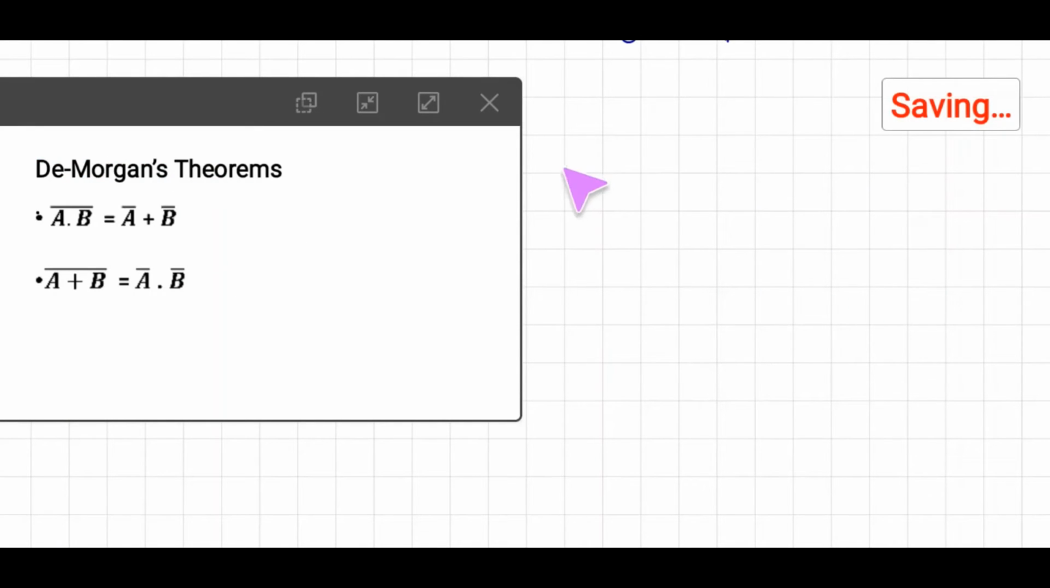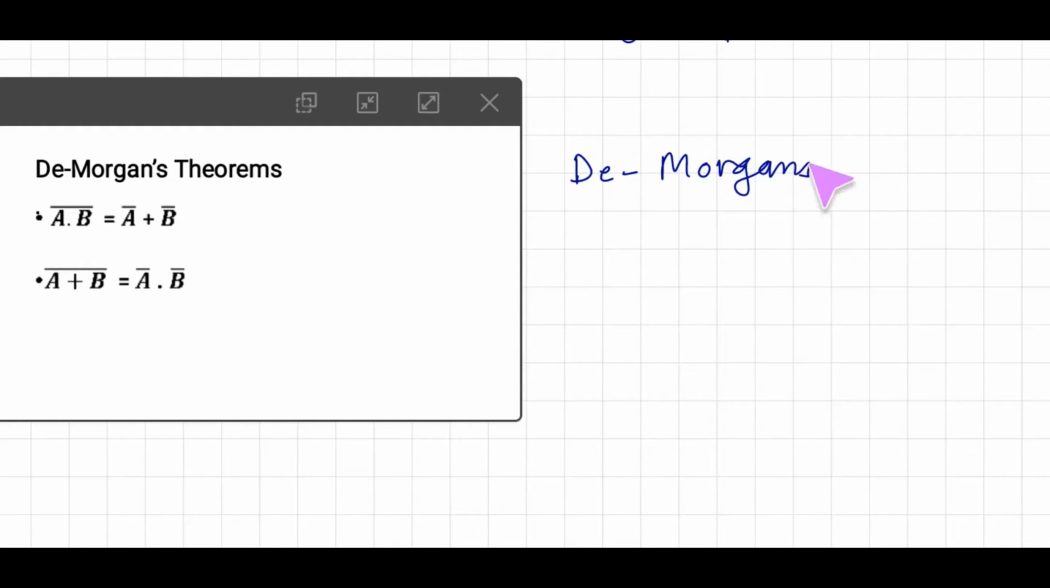Similarly, in Boolean algebra there are two important theorems known as De Morgan's theorems. These are very important for simplification of Boolean expressions.